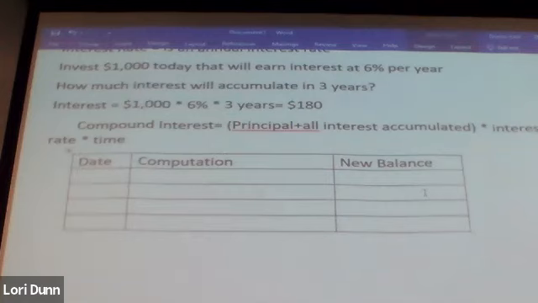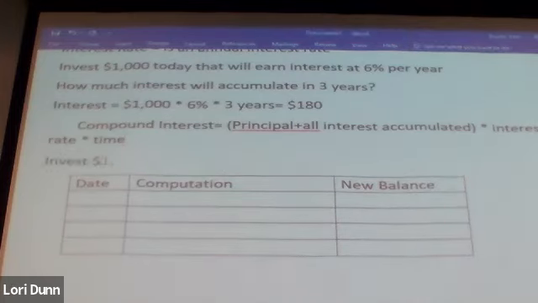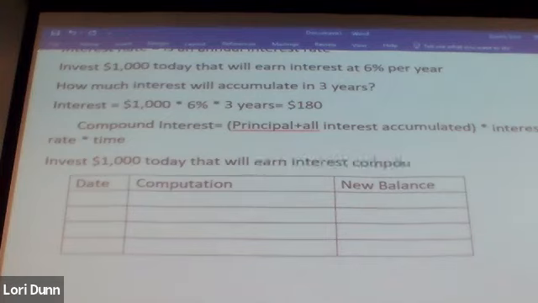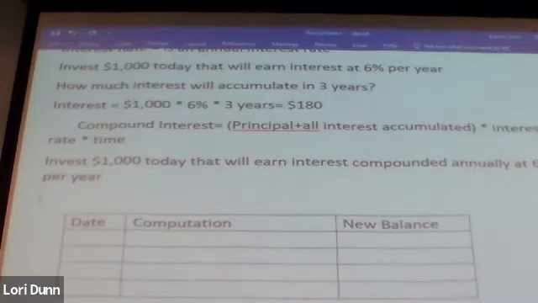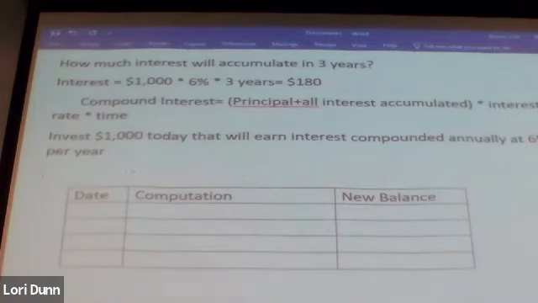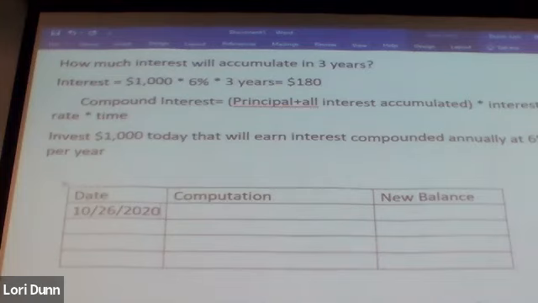So now we're going to change this so that we are going to invest $1,000 today that will earn interest compounded annually at 6% per year. So now this is our situation. So today is October 26th of 2020. Today's the day we put $1,000 into our account.